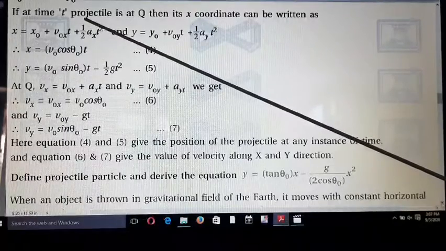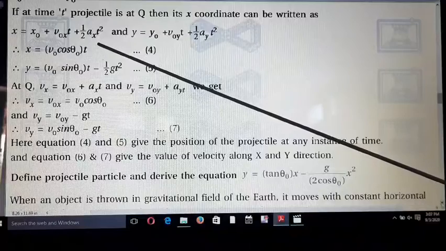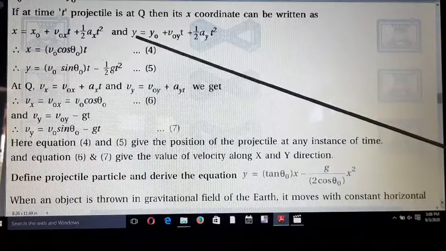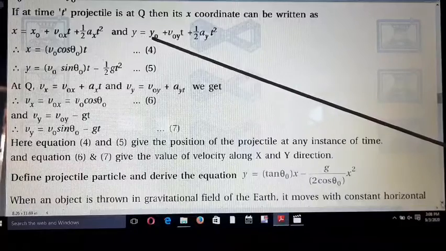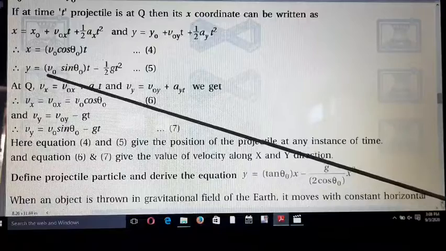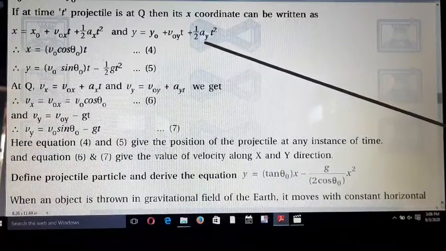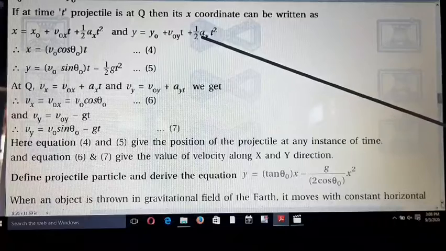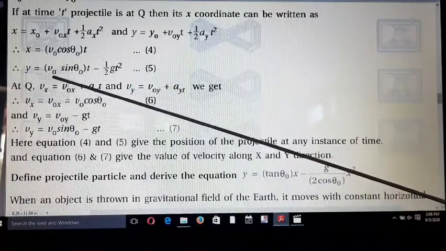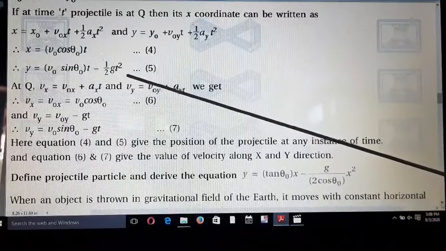So the total term 1 by 2 a_x t square is 0, so here we cannot write plus anything. Look here, y0 is equal to 0, but v0y we can write as v0 sin theta 0 t as it is. And instead of a_y we can write minus g. So we get y is equal to v0 sin theta 0 t minus 1 by 2 g t square.